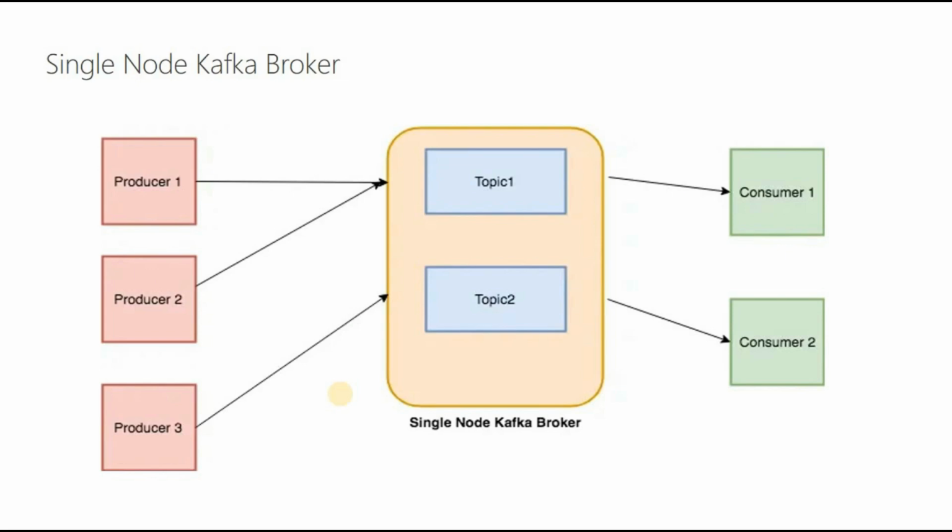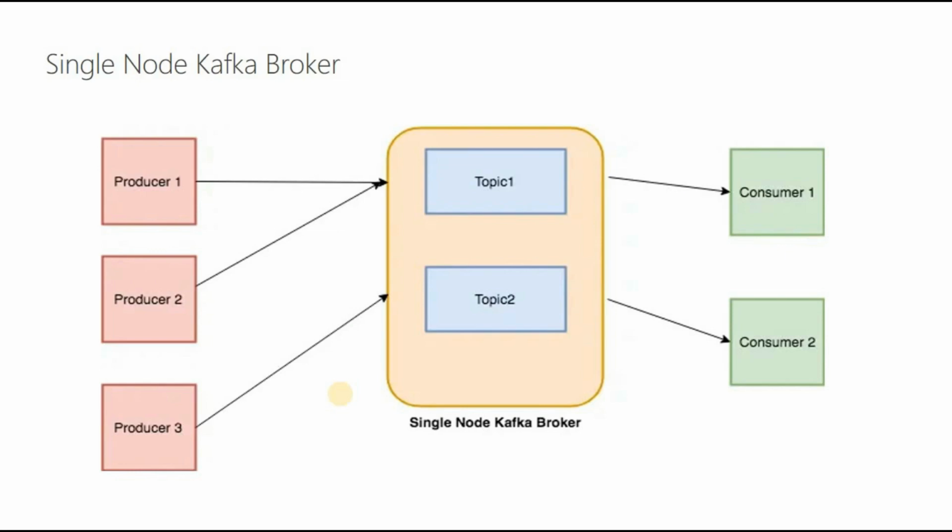We will create these two topics and we will create three producers. Two producers will connect to topic 1, and consumer 1 will connect to topic 1, and also consumer 2. So we will see that later. We will see all the things. We will learn about the broker, topic, consumer, producers, all the things.